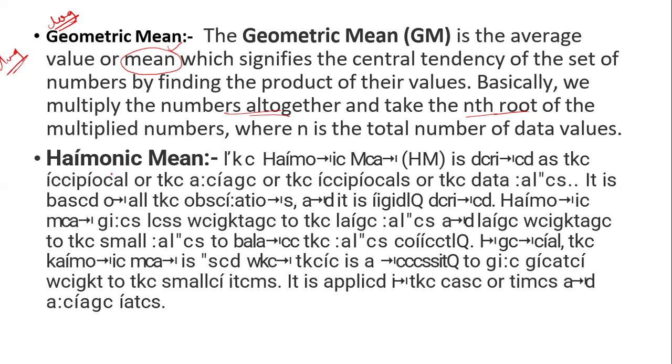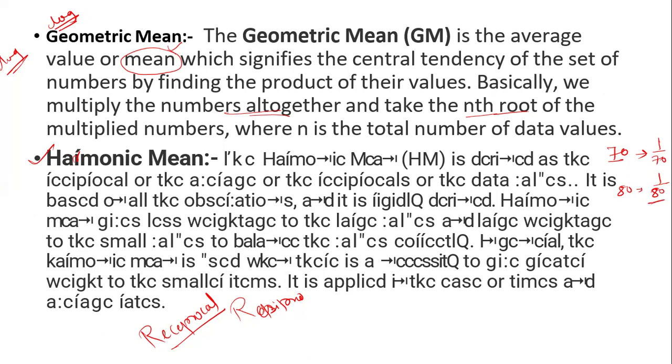In the harmonic mean, harmonic means it is a reciprocal. Reciprocal of the value means, if 70 is given, the reciprocal of the value is 1 divided by 70. If 80 is given, then it is 1 divided by 80. This is a reciprocal.